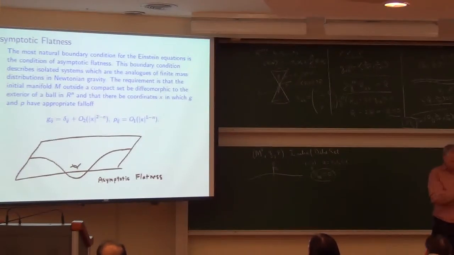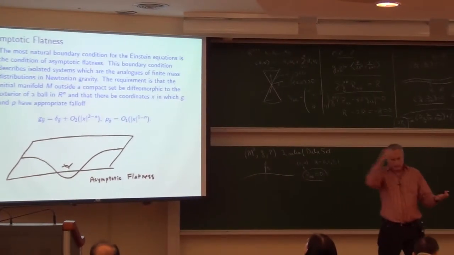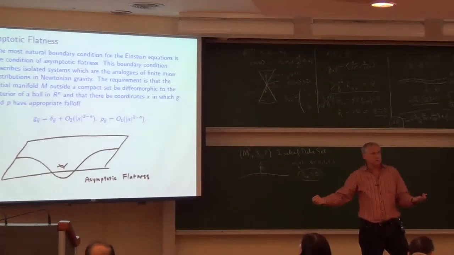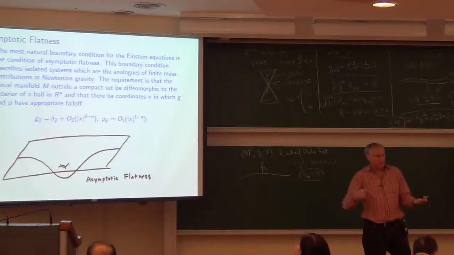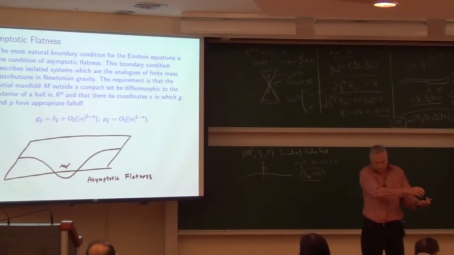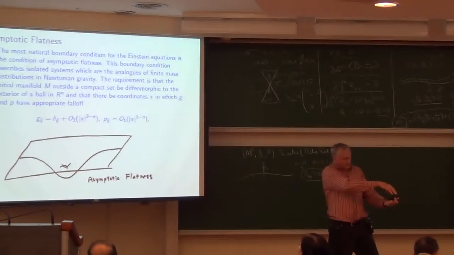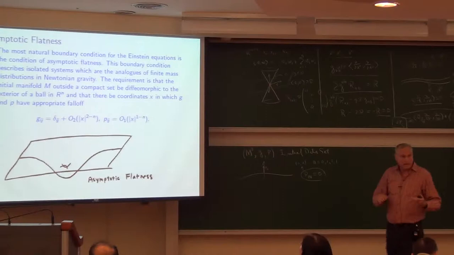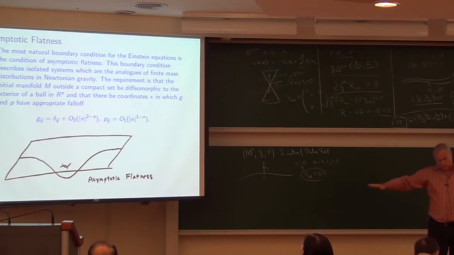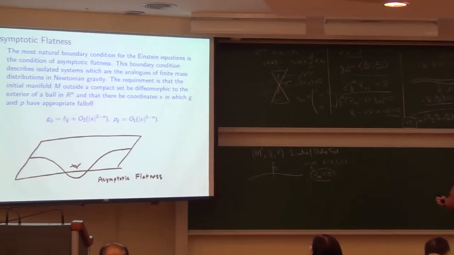It's the analog in general relativity of a finite mass distribution in Newtonian gravity. So when you study Newtonian gravity, you usually take a finite amount of mass, and then you study the gravitational force induced by that particle, right? And so that's a theory. So if you look from very far away at that massive body, then it begins to look more and more like a point mass. So the gravitational field will fall off as you go further away. And so that's the idea for the asymptotically flat situation.